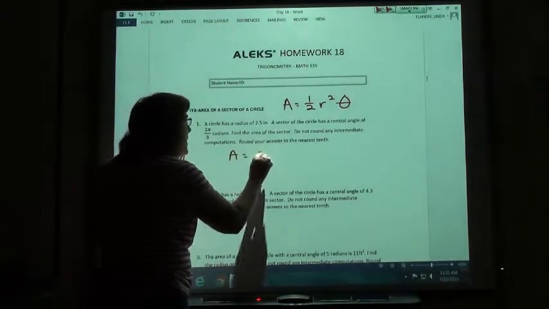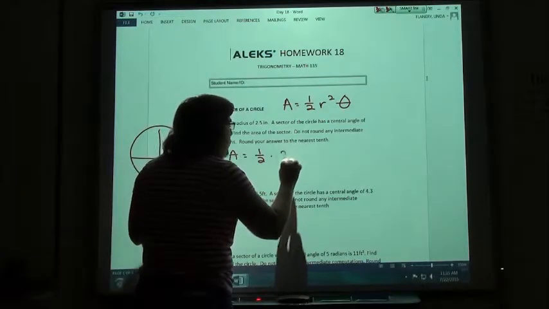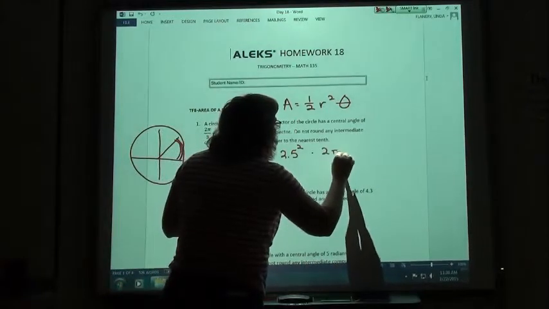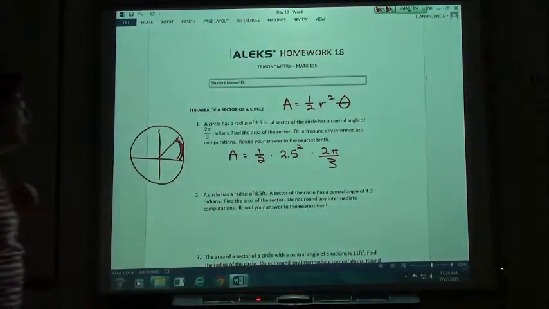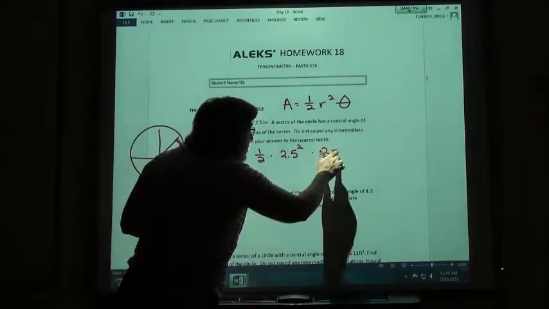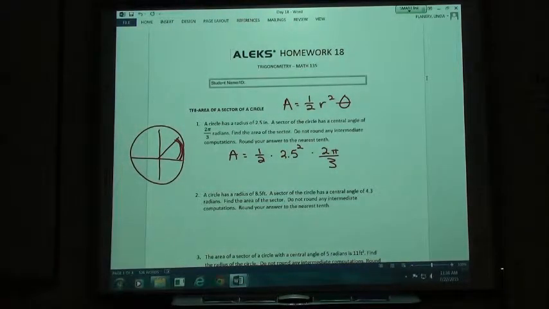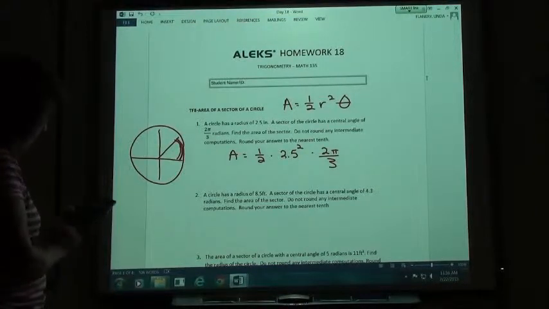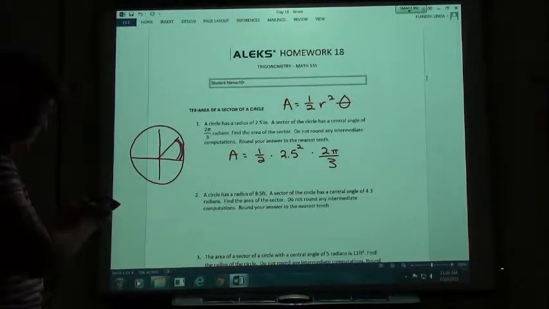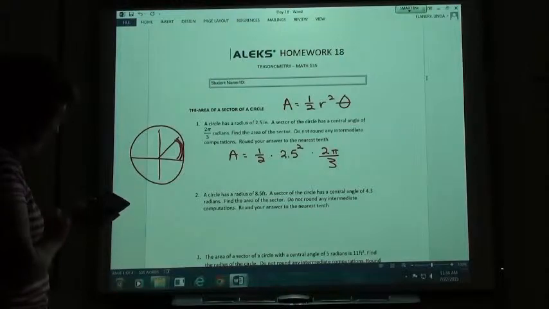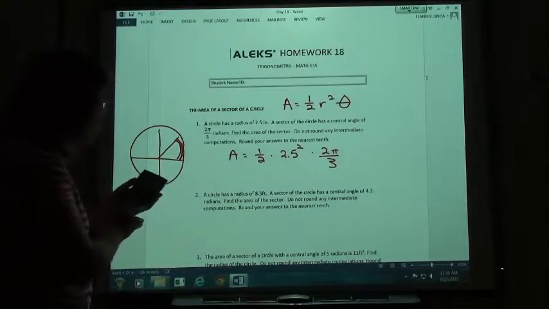So my area is equal to 1/2 times the radius squared, so 2.5 squared, times the central angle in radians, which is 2 pi over 3. In this case, again, I would want to use the pi button on my calculator so I don't have to worry about rounding issues. I'm going to use the fraction button, 1/2, times 2.5 squared, times 2 shift the EXP button, and then fraction 3, 2 pi over 3. You could use the division, but I'm just going to use the fraction.